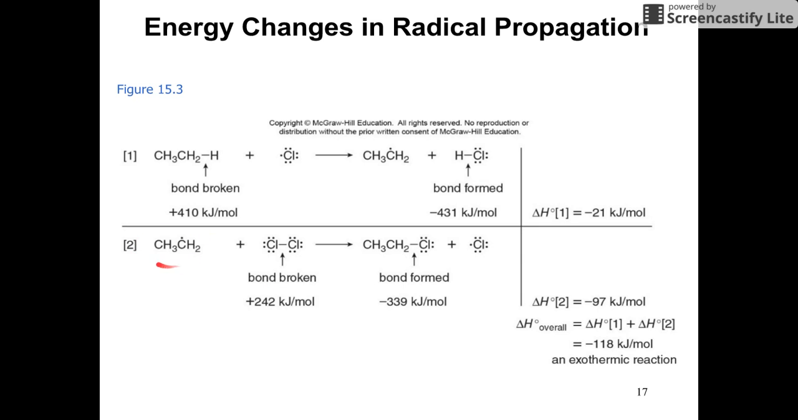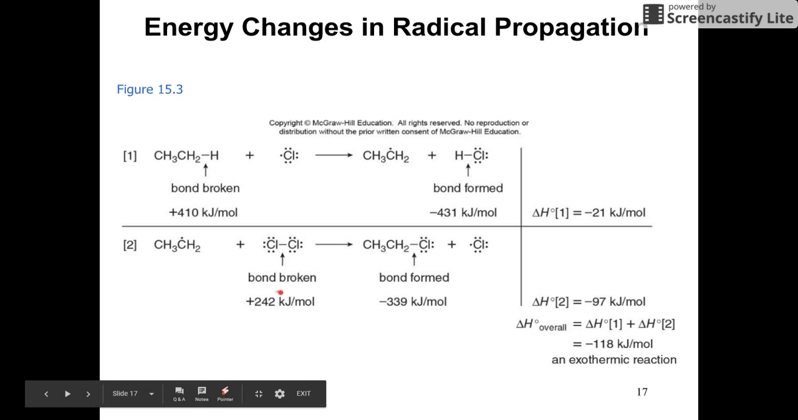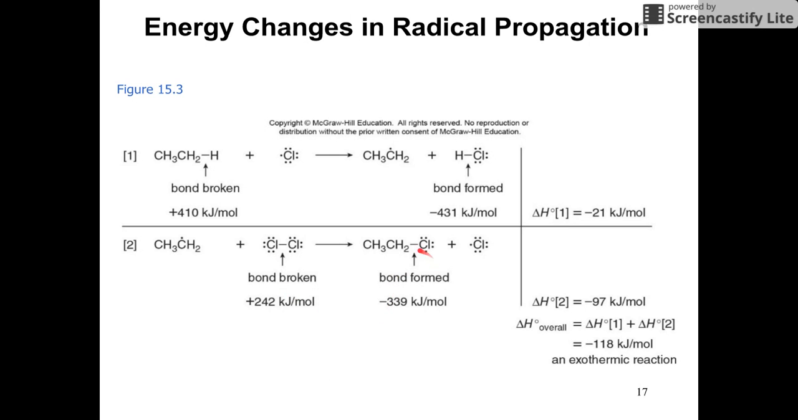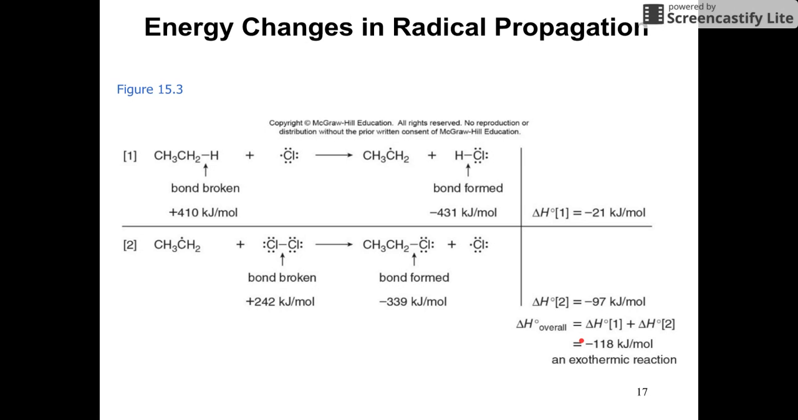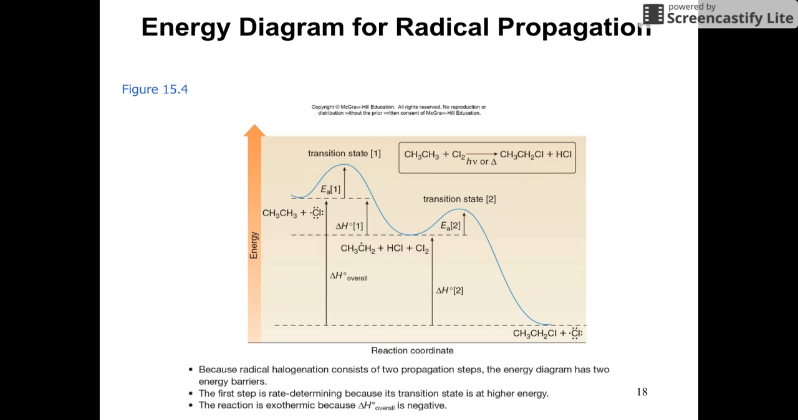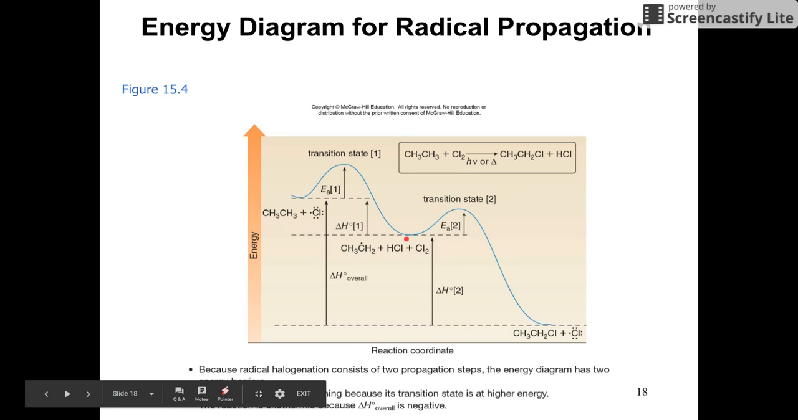When we take this carbon-based radical and react it with chlorine, again, we're breaking a relatively weak bond, that chlorine-chlorine bond, and we are then forming a carbon-chlorine bond, which is stronger. And therefore, this, again, is an exothermic process. And so, again, this is going to cause this to take place pretty rapidly. And this slide here just summarizes that, where we have an exothermic first step and an exothermic second step to give us the halogenated product.